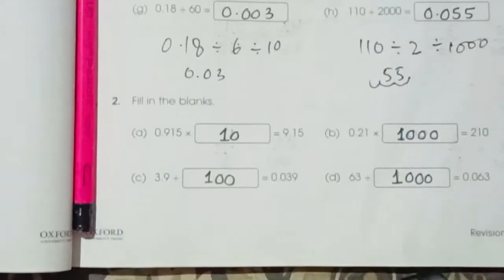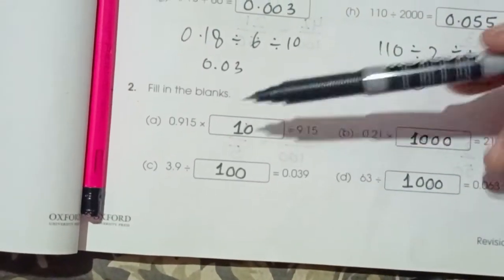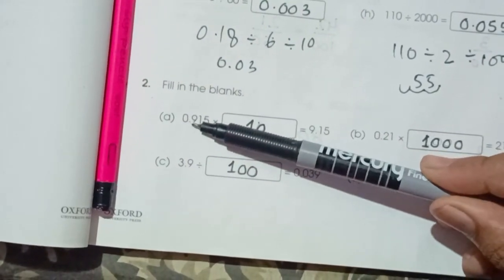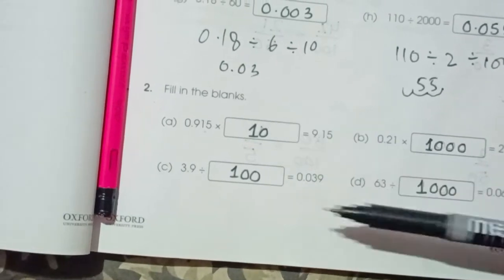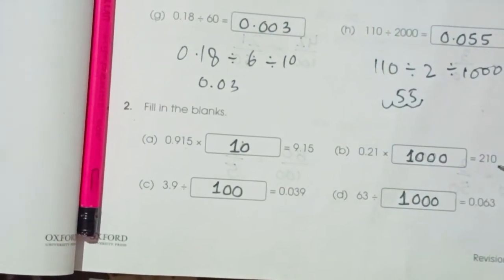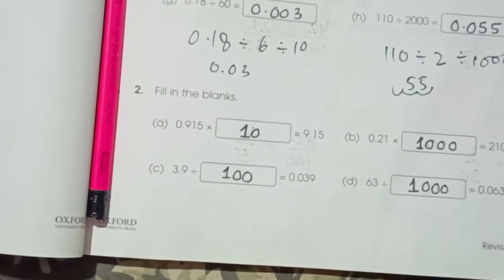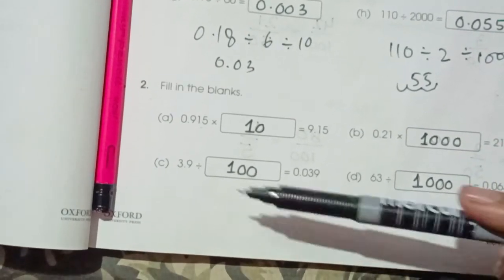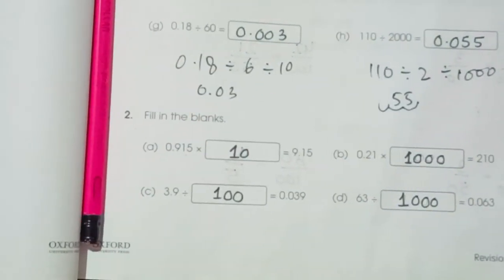Now here we have to write the 10, 100 and 1000. So after calculating the decimal point, like in this question, we can see that the point is moving only one time to the right. It means that the number is 10. The point is moving 1, 2, 3 times, so it means it is 1000. Here the point 1, 2, 3, 1000. The point is moving only 2 times, so it is 100.